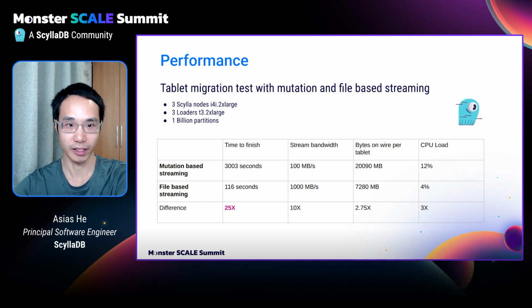As mentioned earlier, we have less data to send with file streaming. The data sent on wire is almost 3 times less with file streaming. In addition, we can also see that the file streaming consumes much fewer CPU cycles. So in summary, the new file-based streaming makes data streaming in Scylla much faster and more efficient. It allows Scylla to boost operations that use streaming massively.